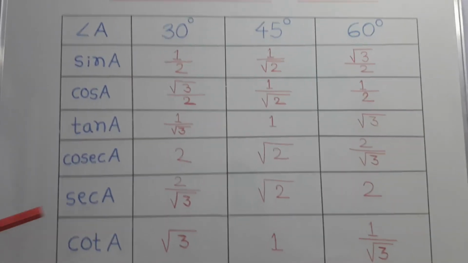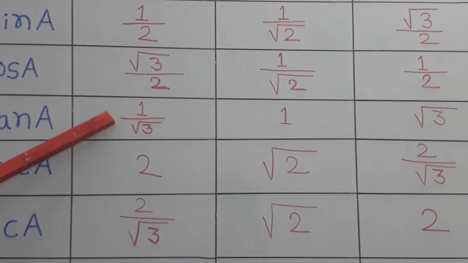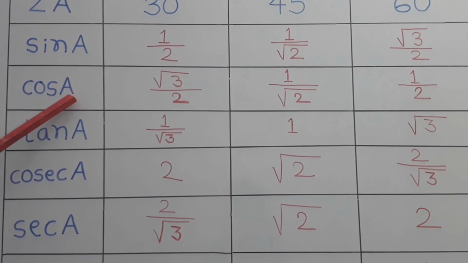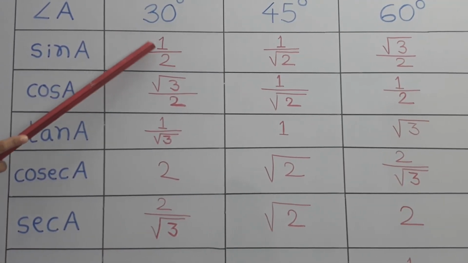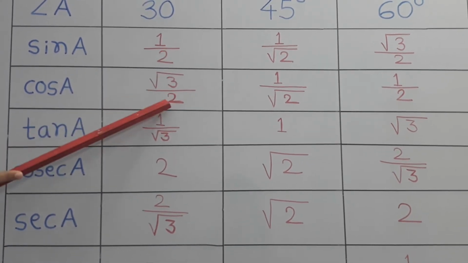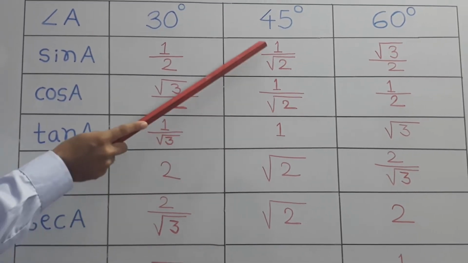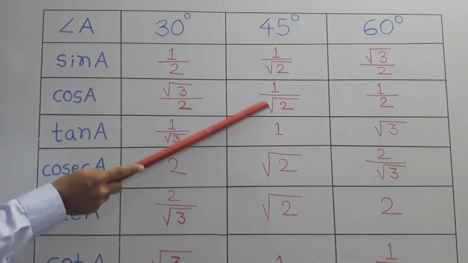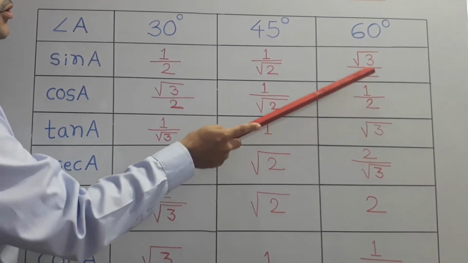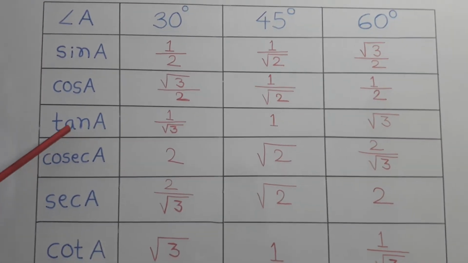Okay, so afterwards we have the formula for tan A. We know the relation between sine and cos, that is tan A is equal to sine A upon cos A. So use that formula here: 1 upon 2 divided by root 3 upon 2. 2 and 2 get cancelled, and the answer remains 1 upon root 3. The next value is 1 upon root 2 divided by 1 upon root 2. The answer is 1. Then root 3 upon 2 divided by 1 upon 2. 2 and 2 are cancelled. The answer is root 3. So this is all about tan A.